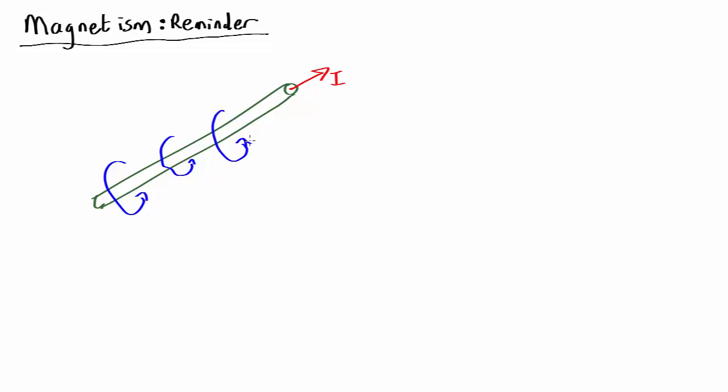Which way do they go? Well, for that we use one version of the right-hand rule. We stick our thumb in the direction of the current, and then we curl our fingers around, and the direction in which the fingers curl is the direction in which the magnetic field goes.